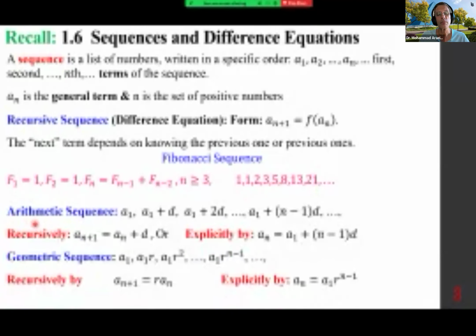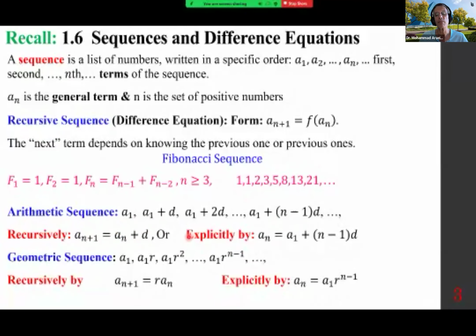Arithmetic sequence: a sub 1, a sub 1 plus d, all the way to a sub 1 plus n minus 1 times d. d is a common difference. So a sub n plus 1 is a sub n plus d in the form of recursive format. Explicitly, a sub n is a sub 1 plus n minus 1 times d.